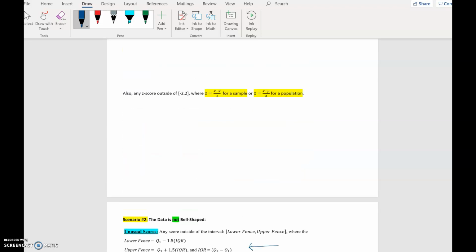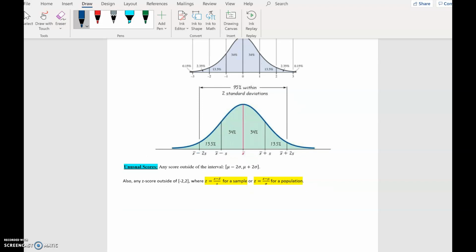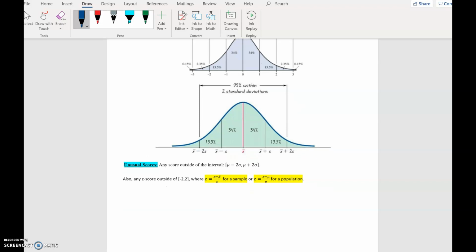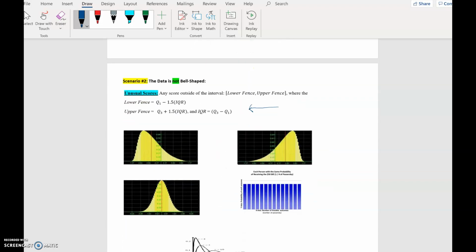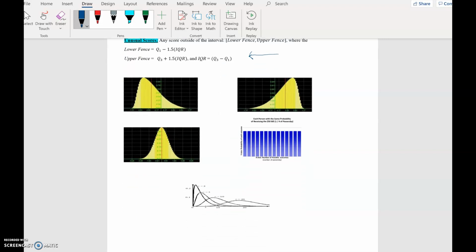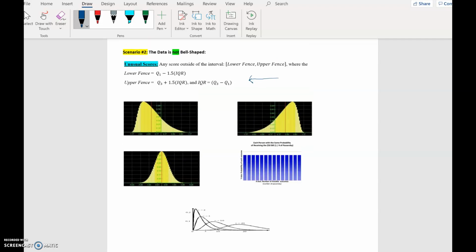So we could still consider this one if they mention that it's approximately bell shape, but in any situation where they're actually stating it's not bell shape, the main idea behind it is that we don't know what the distribution could look like, and it could be any distribution that you can think of. So it could be the ones that we've talked about. There's actually more, but in this specific scenario, we're going to be calculating the interval in this format.